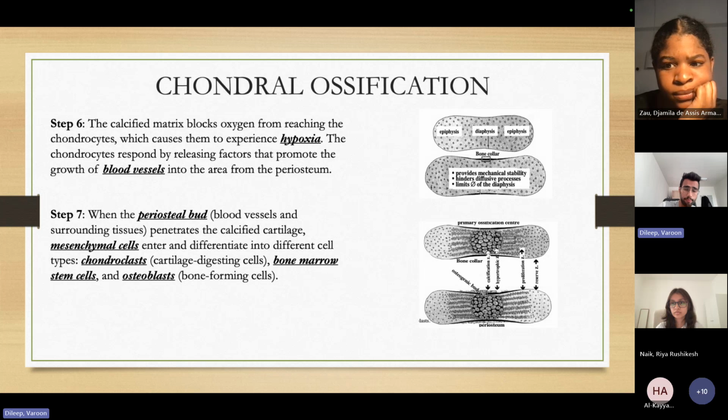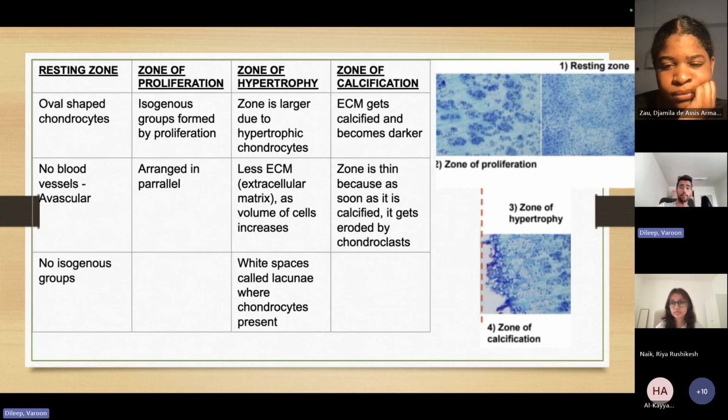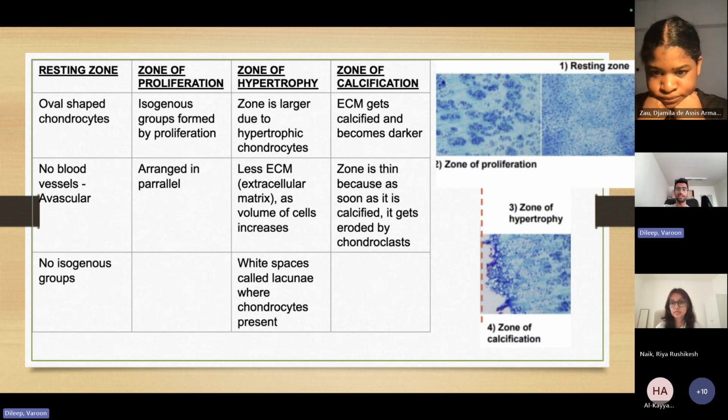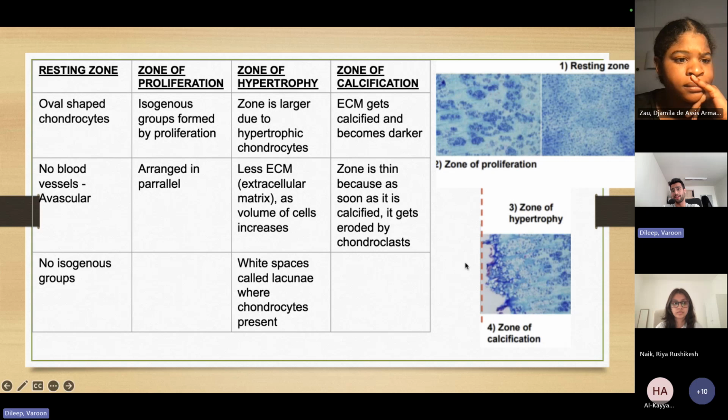No? So, just to summarize this again, we have 4 zones in this. We have the resting zone, zone of proliferation, zone of hypertrophy, as well as zone of calcification. So, resting zone, nothing is happening. We have the oval-shaped chondrocytes. There are no blood vessels. There are no isogenous groups. Zone of proliferation, number of cells increases, isogenous groups are formed, and they are arranged in parallel.